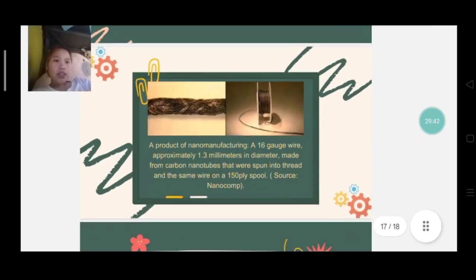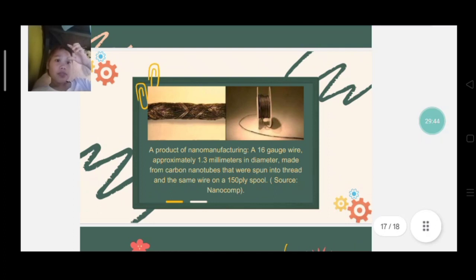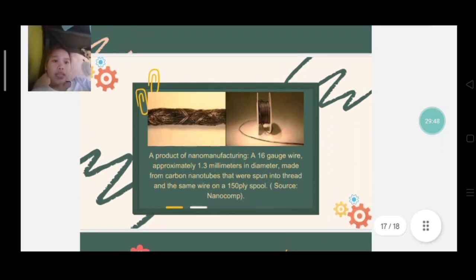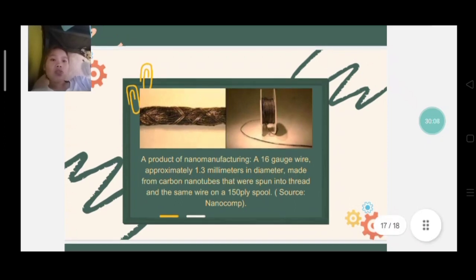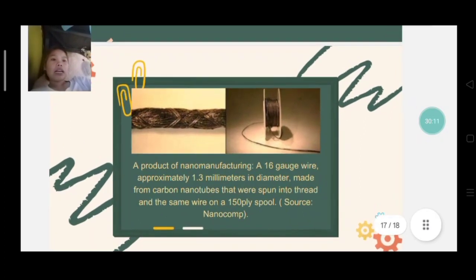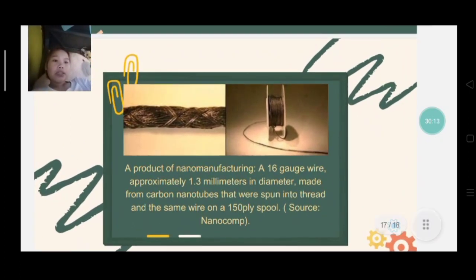And lastly, a product of nanomanufacturing is this 16 gauge wire, approximately 1 to 1.3 millimeter in diameter, made from carbon nanotubes that were spun into thread, and the same wire of the 150 ply spool. So imagine how tiny this wire is.